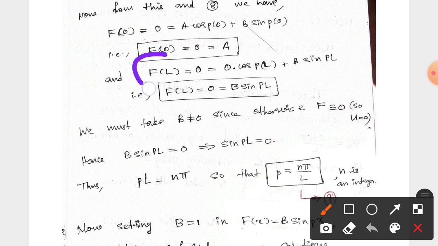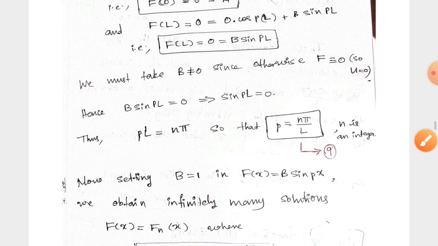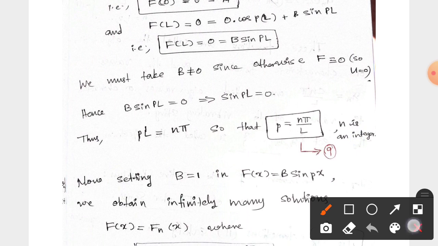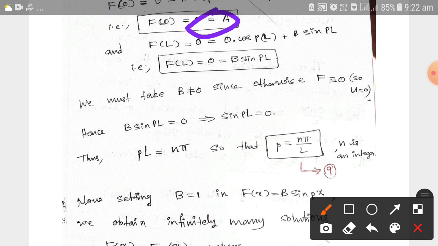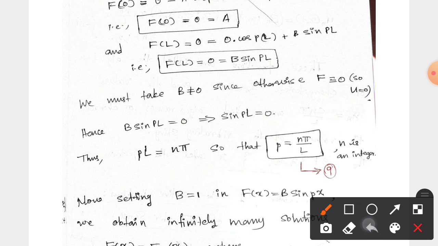Similarly, second boundary condition is f of l is equal to 0. So f of l means in the place of x you have to substitute l. A is already 0. We got a already as 0. That's why we have substituted here 0. So 0 into cos pl.